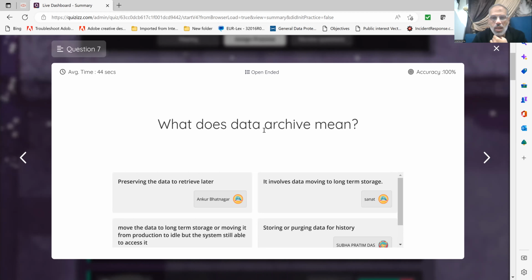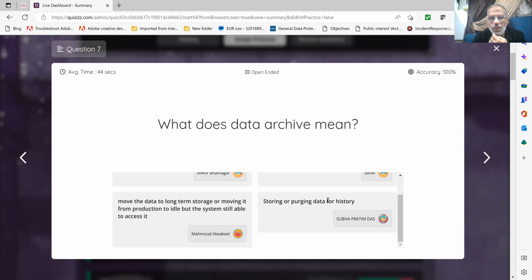What does data archive mean? Preserving the data to retrieve later. Okay. It involves moving data to long-term storage, right? Storing or purging data for history. Okay. Move the data to long-term storage, or moving it from production to idle, but the system is still able to access it. That's right. These are the right answers.